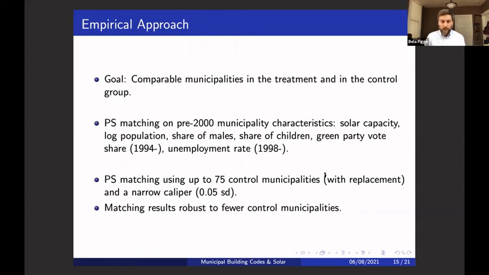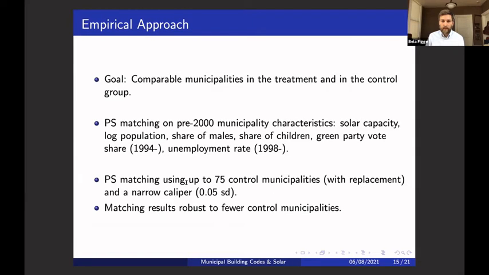So in terms of our empirical approach, the goal really is to compare municipalities that are similar, right? We want municipalities that have implemented solar policies that look similar to those that haven't, and to ensure that we implement propensity score matching on the municipality characteristics prior to 2000. So we match on the solar capacity and these control variables prior to 2000, and 2000 right here is the key, because prior to that there was very little installed capacity in Germany.